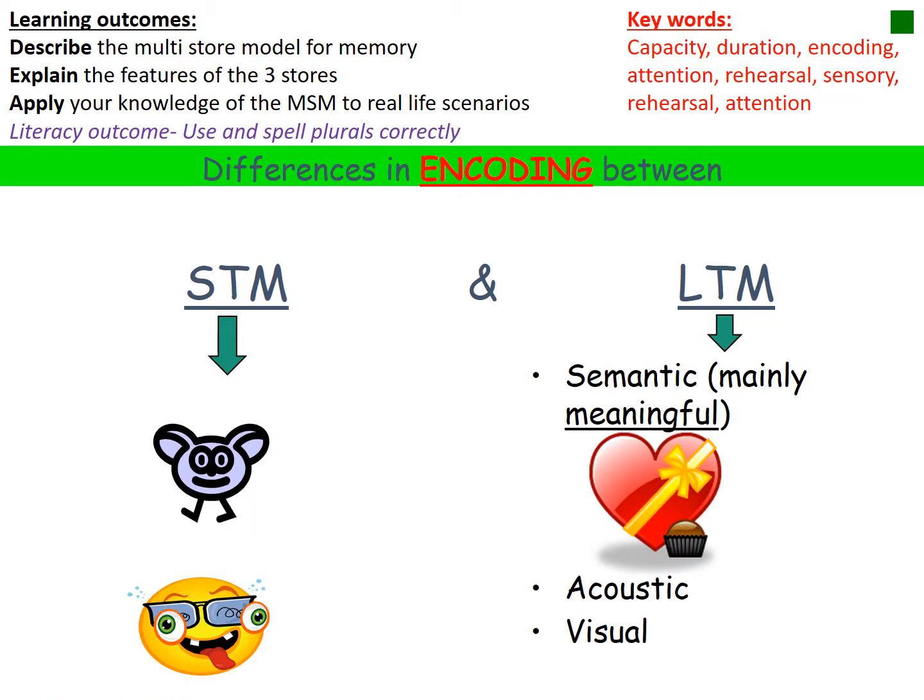Now, interestingly, there are differences between how the stores encode. Short-term memory encodes predominantly acoustically, but also visually, and the long-term memory encodes predominantly semantically, so mainly the meaning of things, but it can also encode acoustically and visually as well.